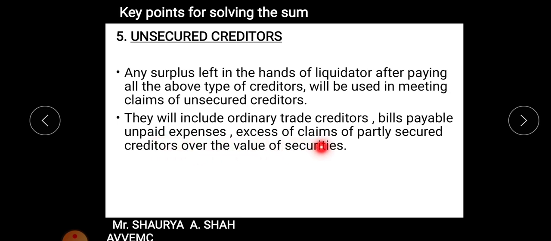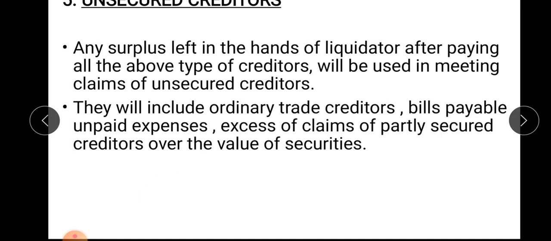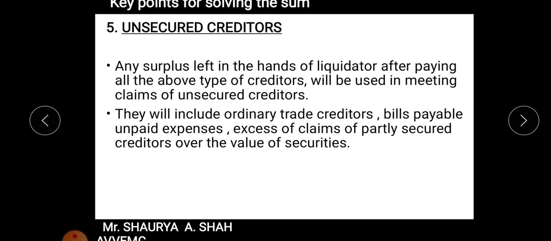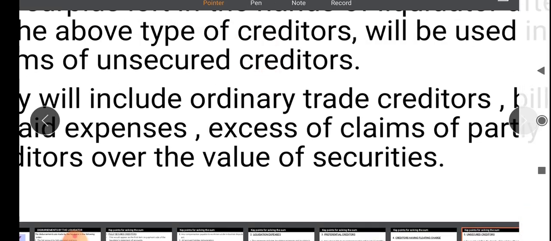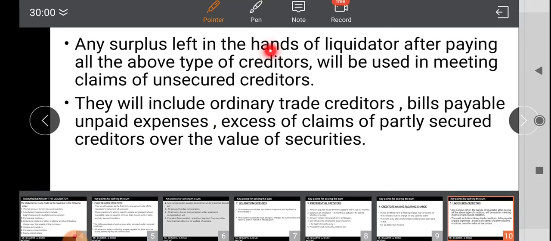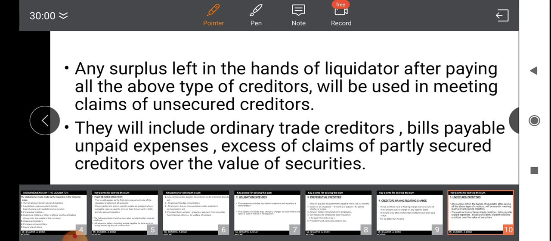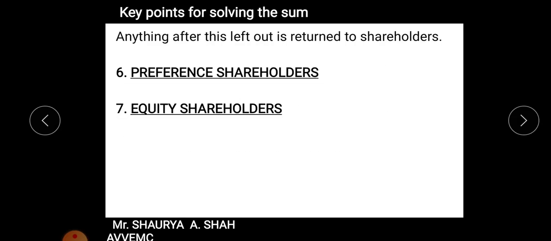Fine. Next, this will include trade creditors, bills payable. You have excess of claims of partly secured creditors over the value of securities, right? Partly secured we also saw in some sums, right? That some amount was secured, so that was paid at a particular point of time, and then this amount was taken, right? So that was related to your partly secured creditors. I hope it is clear to each and every student.